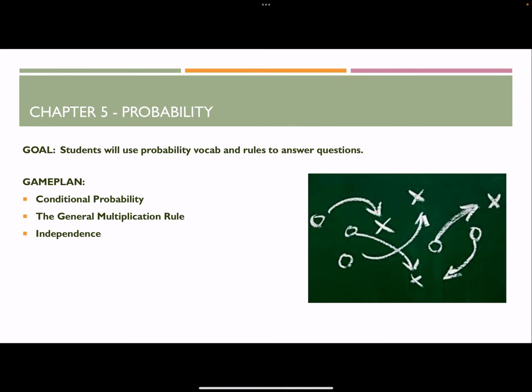Okay, so we are going to talk a little bit about probability today. Specifically, we're going to talk about what's called conditional probabilities, and that's actually going to lead us right into what we call the multiplication rule. And then we're going to talk a little bit about independence.